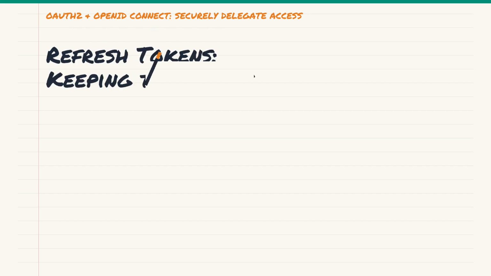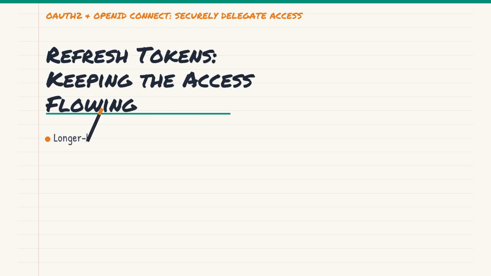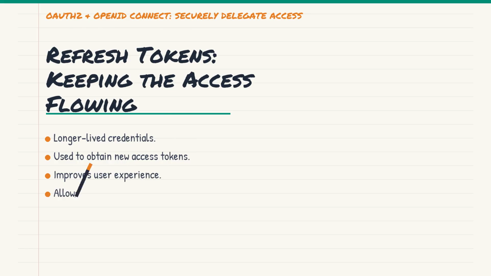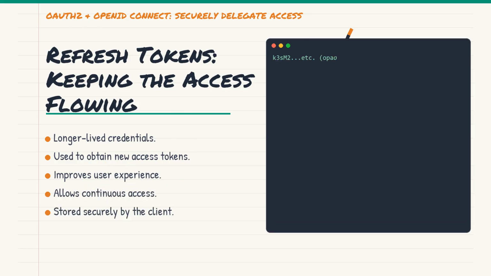Access tokens expire, right? So, what happens when a user has an app they use frequently, like their banking app? Do they want to re-authenticate and reconsent every single time? That would be a terrible user experience. That's where refresh tokens come in.